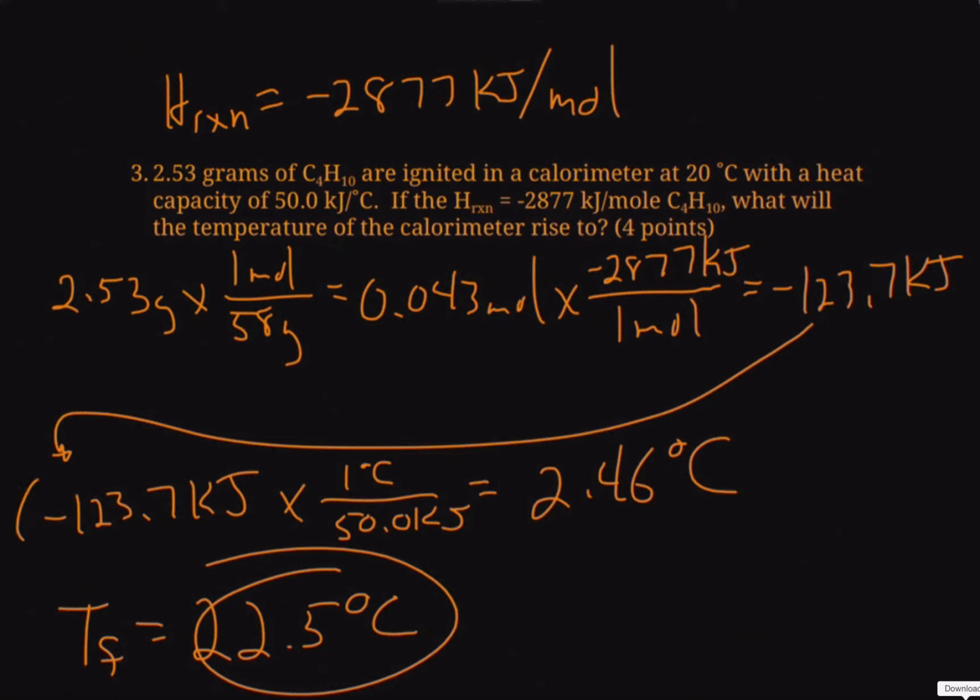How does it go from negative here to positive in terms of the temperature change? You have to remember that the negative in this calculation is from the point of view of the reaction. So the butane is losing 123.7 kilojoules. That is being absorbed by the calorimeter. So from the calorimeter's perspective, this would be a positive 123 kilojoules. From the point of view of the reaction, which is usually how we look at things, it's a negative because it's losing heat to the surroundings. So that's why it ends up as a positive 2.5 degrees of increase.